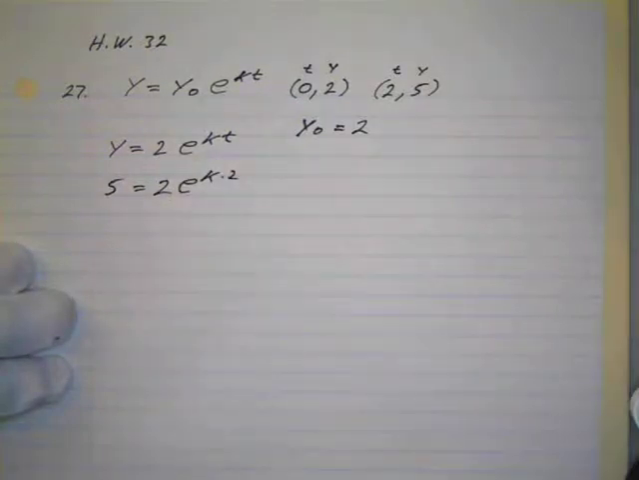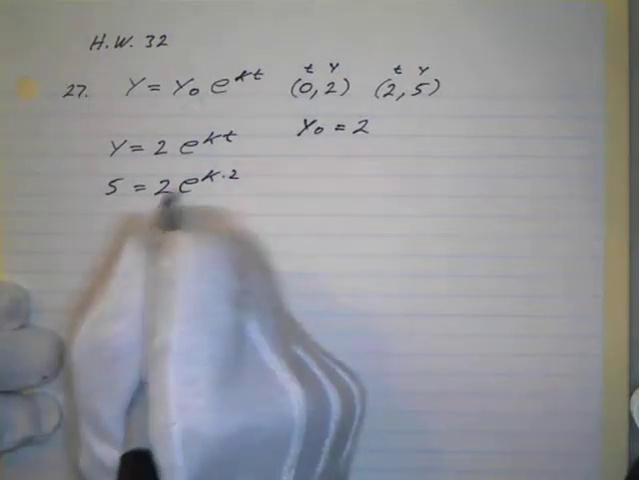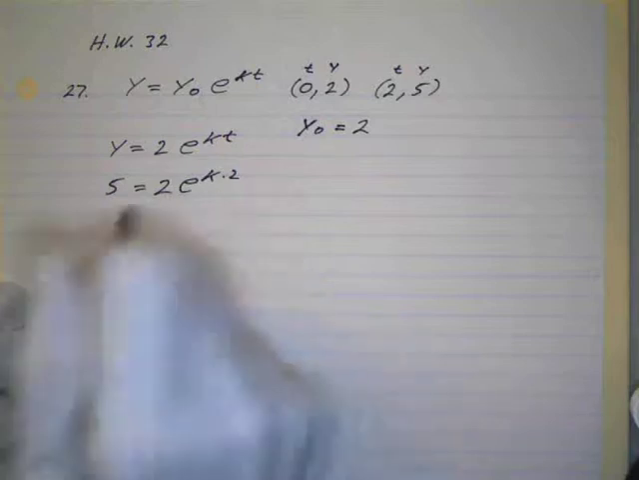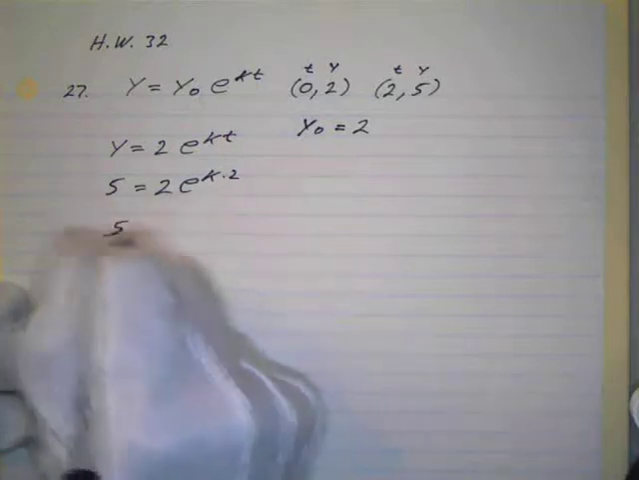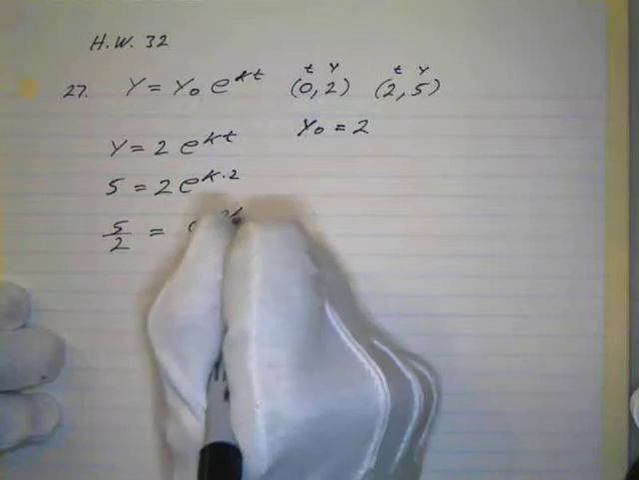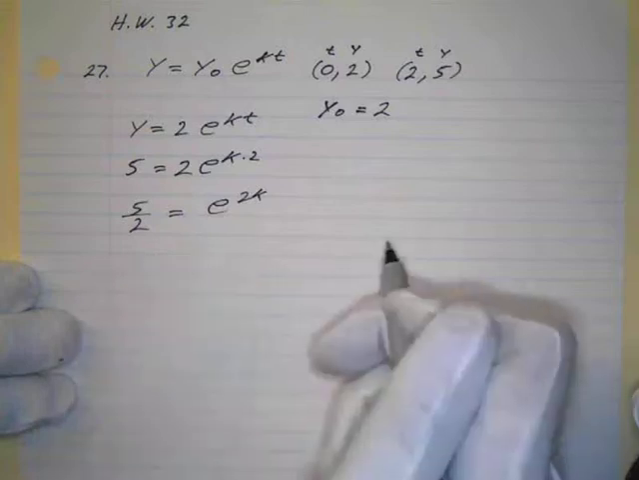So I just take the natural log of both sides. Well, before I do that, I better get rid of this 2. Otherwise, it'd be a little bit messy, so I'll divide both sides by 2 first. So 5 divided by 2 equals e to the 2k. I'll put the 2 in front. And this is the same thing as what? 2.5, so I'll take the natural log of both sides.